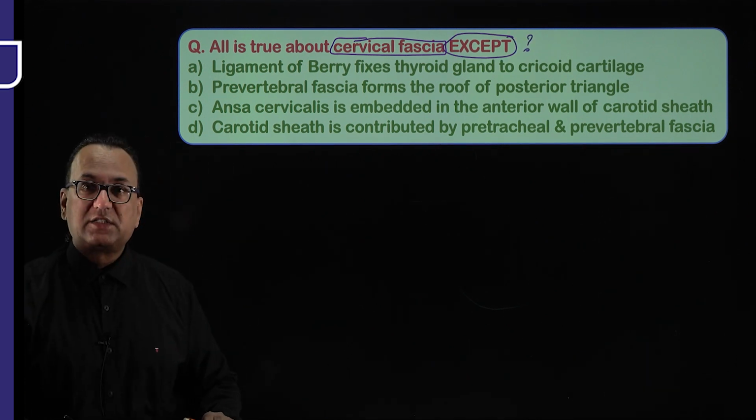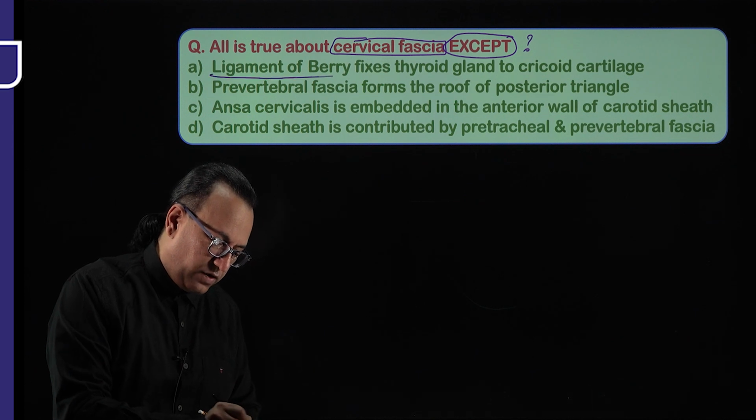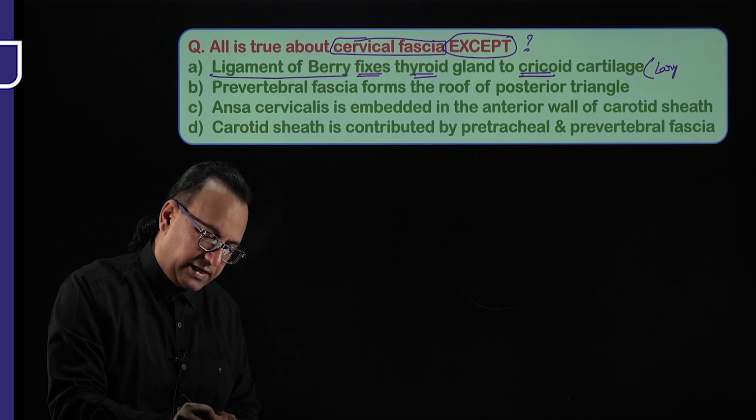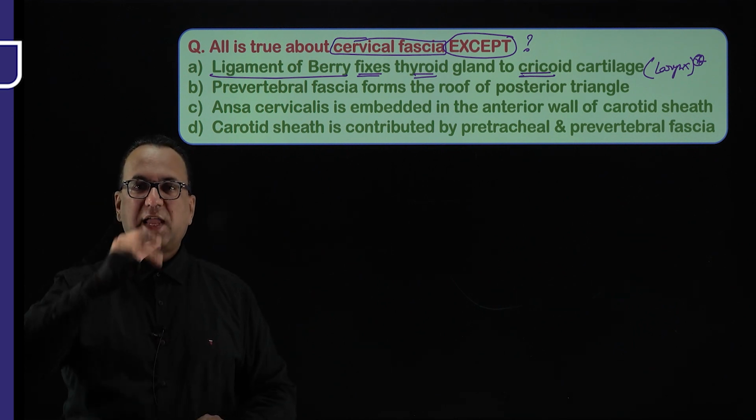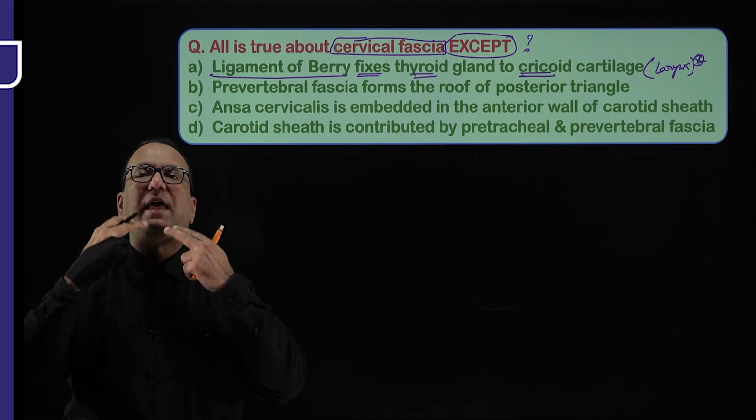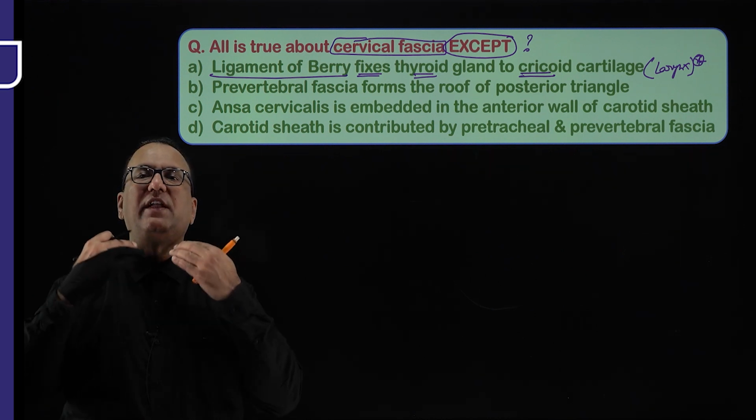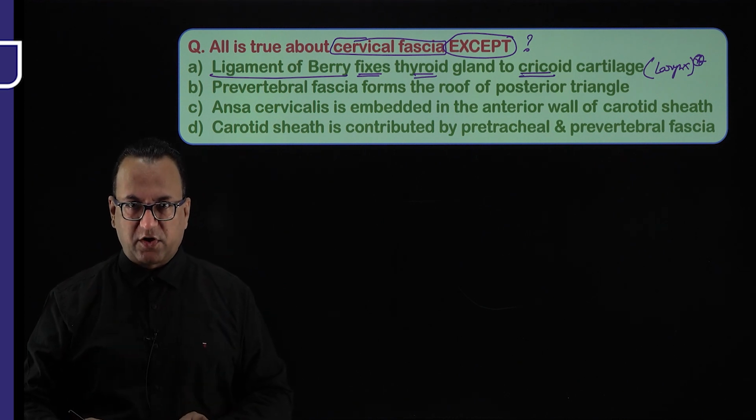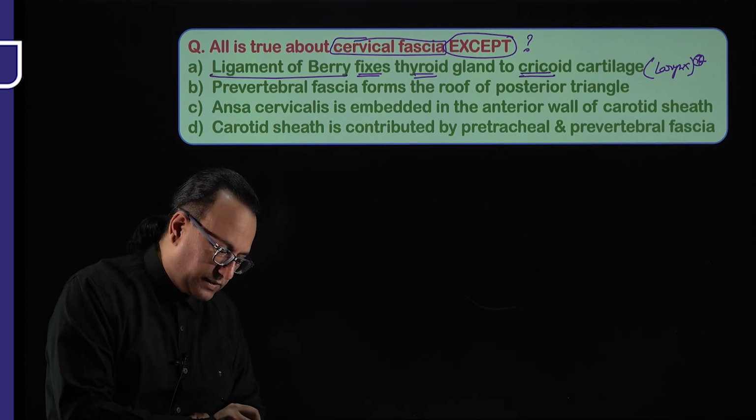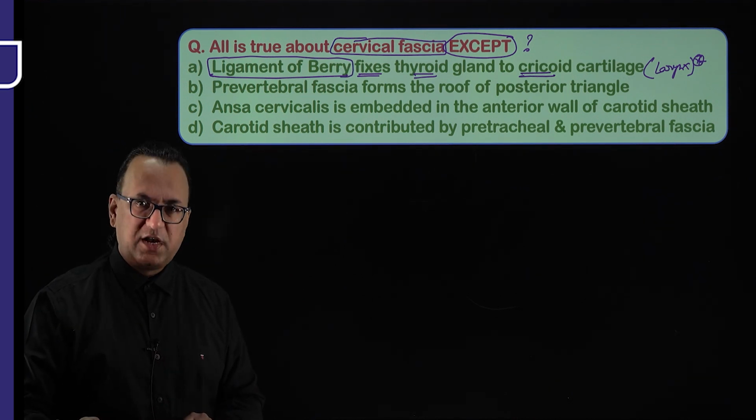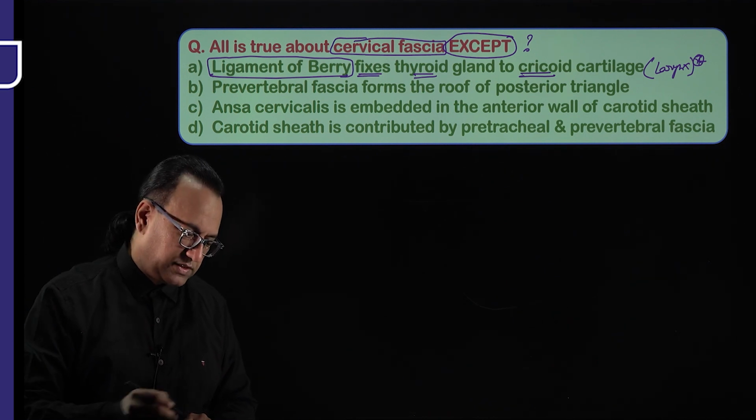We have just seen that there is a ligament of Berry which is fixing the thyroid gland to the cricoid cartilage, that is basically the larynx, and that is why, as the larynx is moving up and down while we swallow, even the thyroid gland moves along with it, because the thyroid gland is attached to the larynx, specifically to the cricoid cartilage, with the help of the ligament of Berry. And this ligament of Berry is a modification of the deep cervical layer of fascia, the pretracheal layer. We'll see that in our diagram as well, but this is a correct statement.